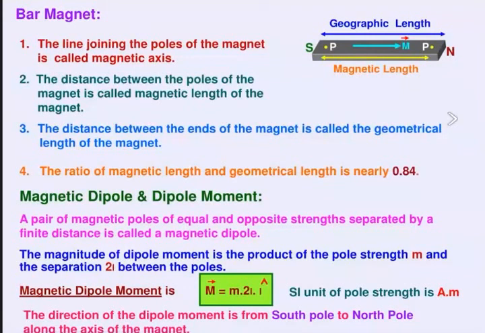Dipole length. What is dipole length? The distance between this point and this point. Geometric length, what is that? The actual length of this bar magnet. So we have already discussed that just inside the end of the bar magnet, the magnetic field becomes uniform and maximum. That's why the pole starts a little bit inside the bar magnet. So the line joining the poles of a magnet is called the magnetic axis.